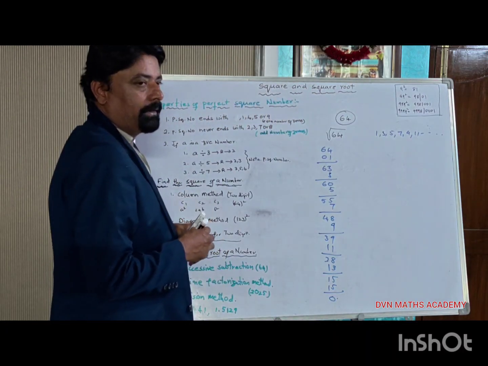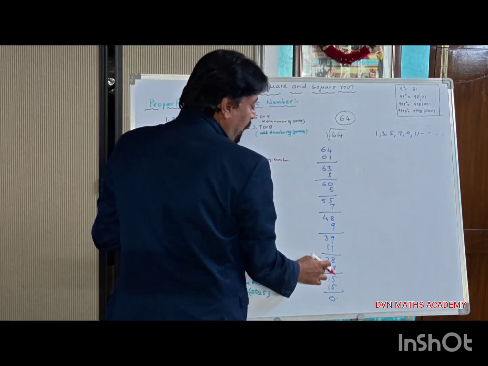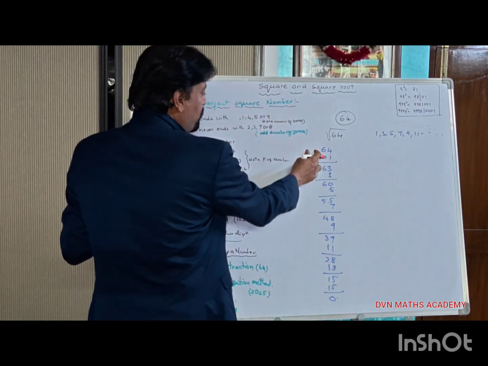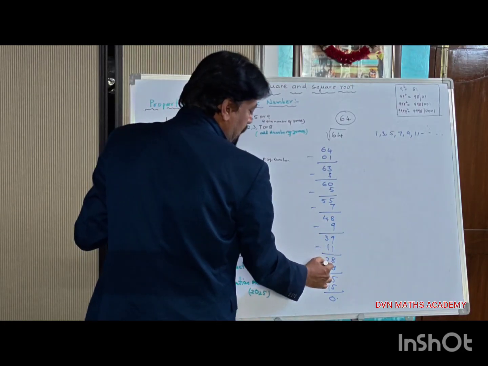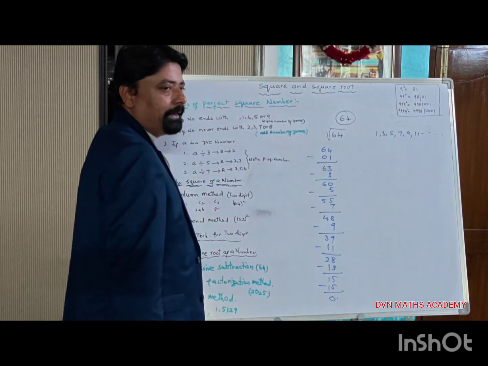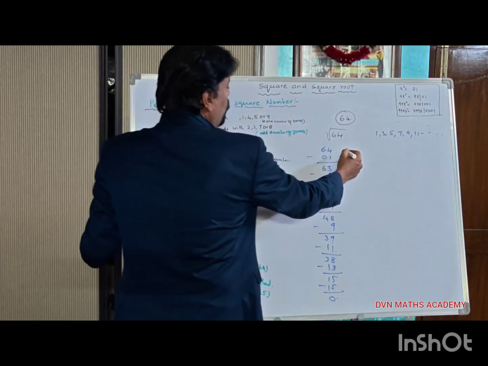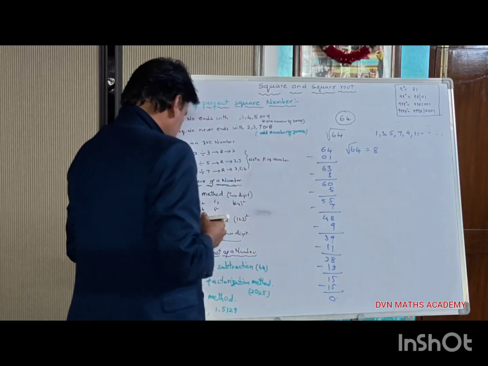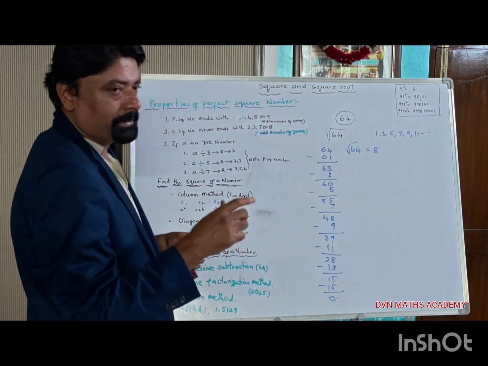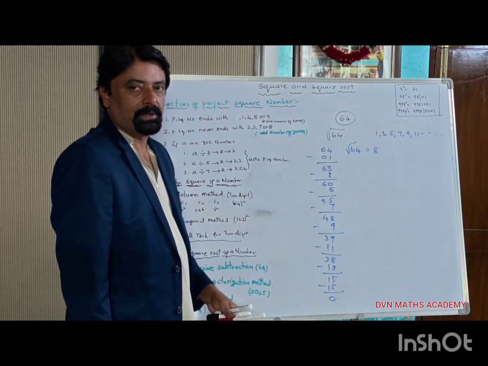So here I got 0 at last. Therefore, how many odd numbers did I subtract? If you observe carefully, 1, 2, 3, 4, 5, 6, 7, 8. So 8 odd numbers I subtracted successively. Therefore, root 64 is equal to 8. So this method is called successive subtraction. By using this method, we can find the square root of 64.